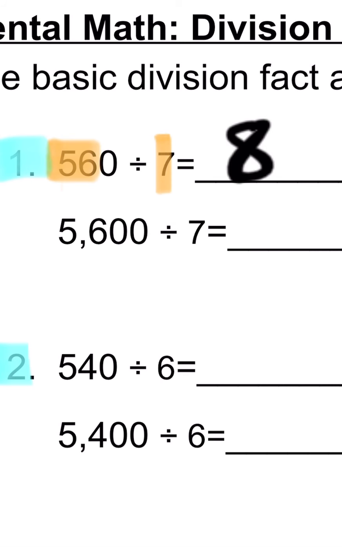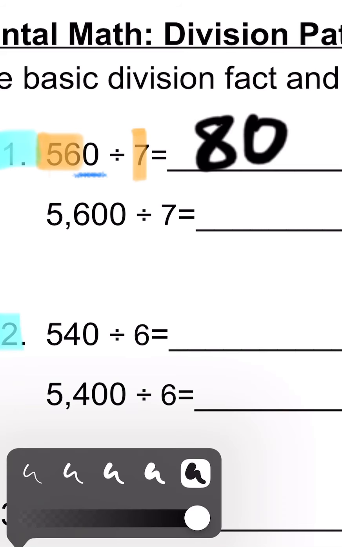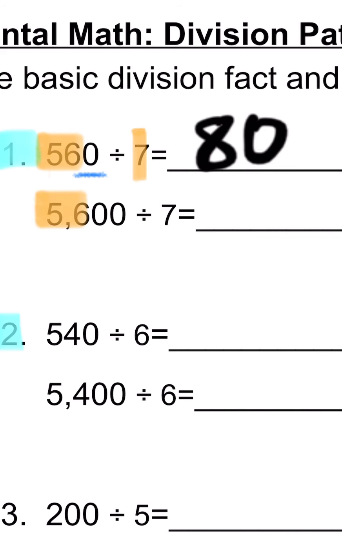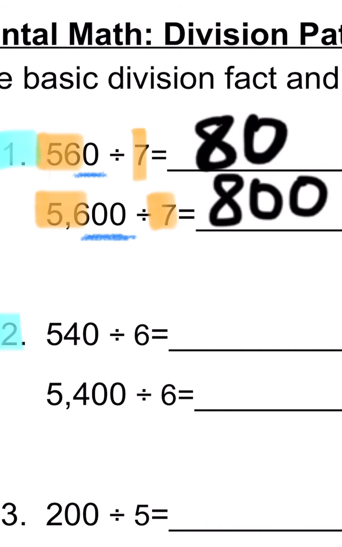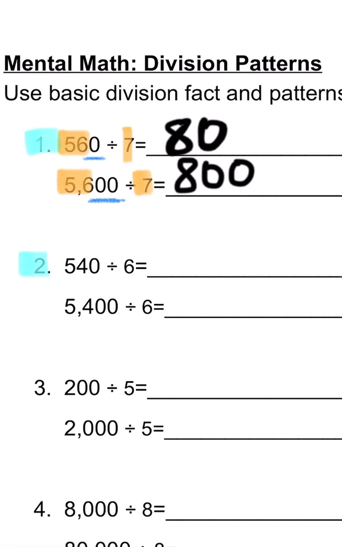And then you notice how we left a 0 out? We're just going to add that 0. Now, the next problem is the same problem, but just with an extra 0. So we're going to do 56 divided by 7 again, which is 8. But now you have 2 zeros left over. So we're just going to add 2 zeros. Pretty easy. Okay, so let's do number 2 now.